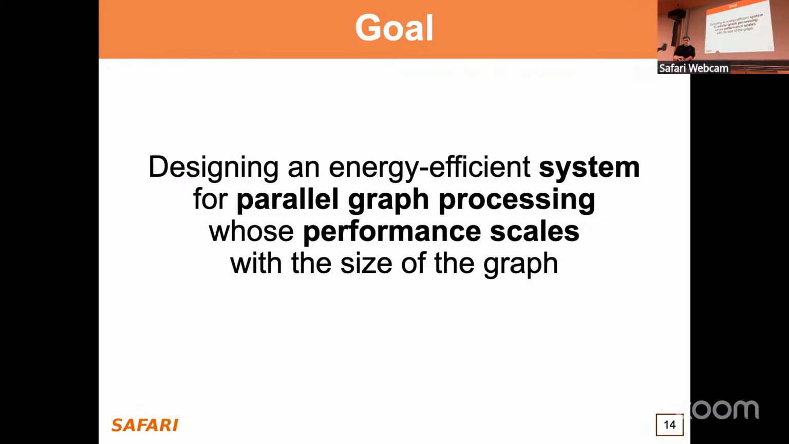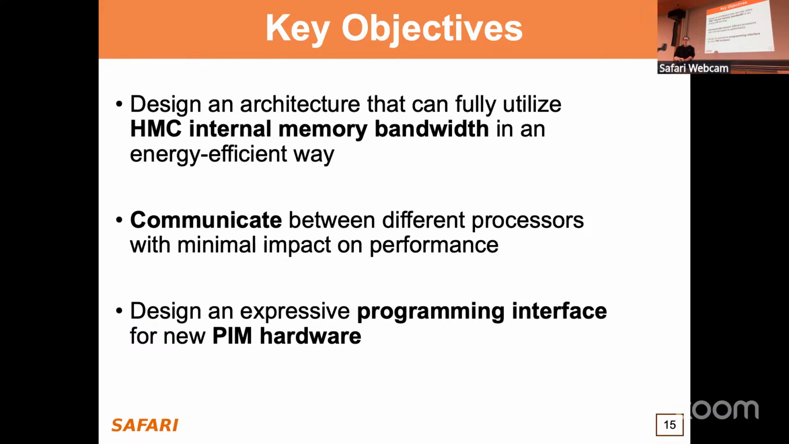So the goal of Tesseract will be to design an energy-efficient system for parallel graph processing whose performance scales with the size of the graph. The key objectives of this will be to design the architecture that can fully utilize the high internal memory bandwidth that HMC can provide in preferably an energy-efficient way. We will also emphasize on the communication between all the different processes with minimal impact on performance. And there will be an expressive programming interface designed for this new PIM hardware.